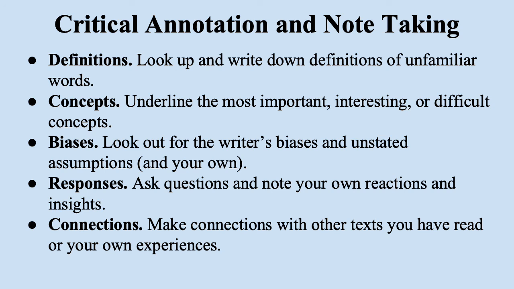So some things you might want to annotate are definitions. You might want to look up and write down definitions of unfamiliar words. There might be concepts or theories that are important, interesting, or even sometimes difficult that you want to underline. With biases, you really want to be careful and look out if the writer has any biases or unstated assumptions. Also, you may want to see if you have any that are impacting the way you're reading. You want to write down any responses. So if there are any questions you have, any reactions or insights, you want to write that down.